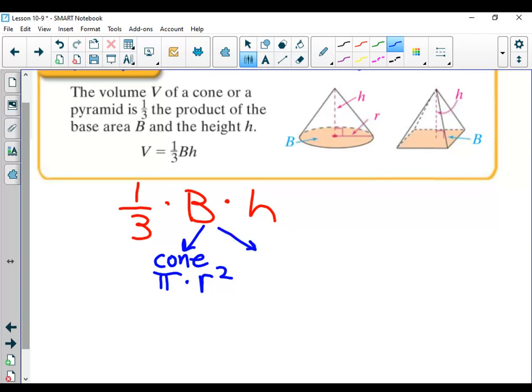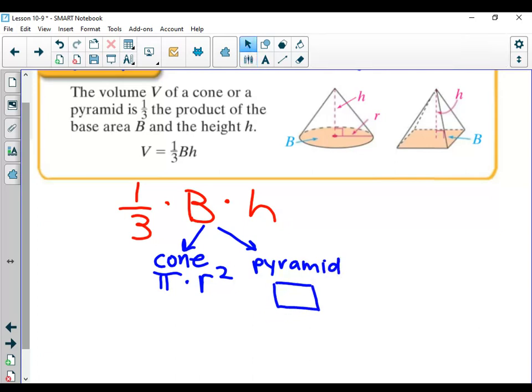Pyramid. What's the base of a pyramid? What's the shape? Square. So whatever the sides of your square are, I'm just using S for sides, you would multiply those two together for capital B. So you have to be careful of what your shape is and what capital B is going to be.